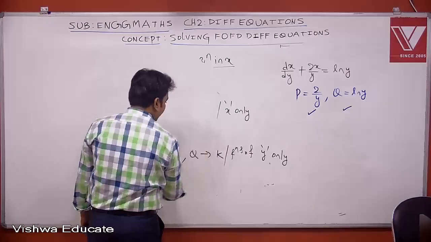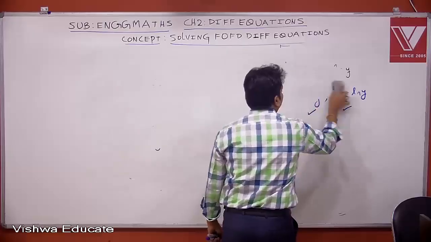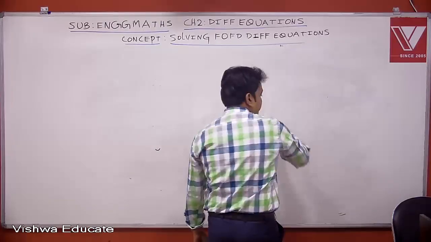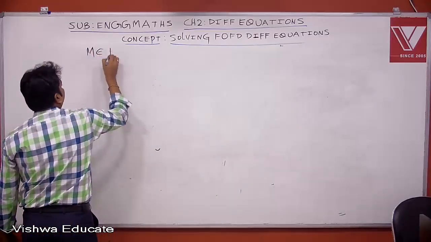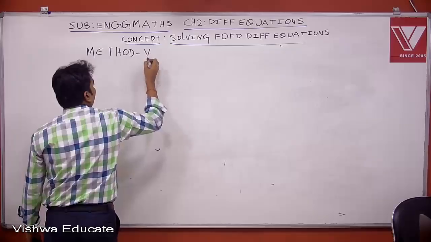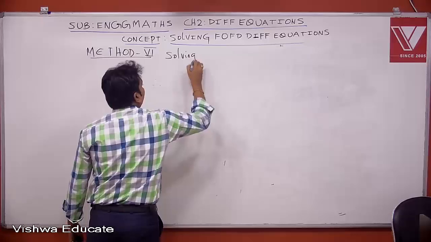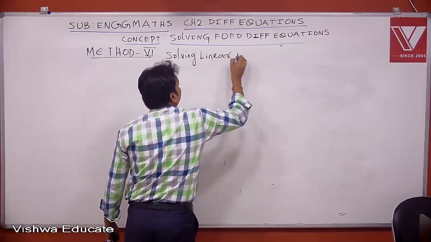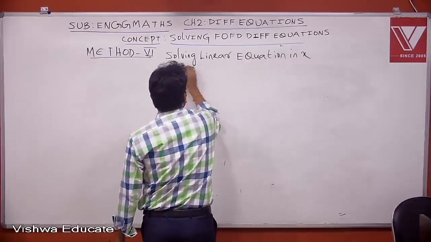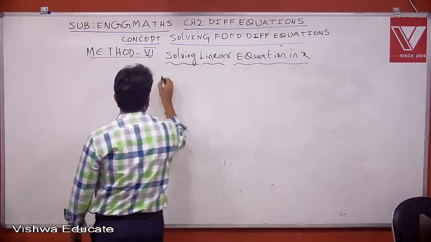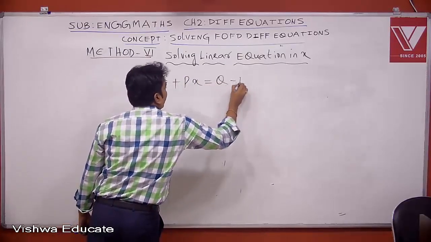Now let us discuss method 6 to solve first order and first degree differential equations. So it is method number 6: solving a linear equation in x. Suppose I have an equation dx/dy + Px = Q. We call it equation 1.